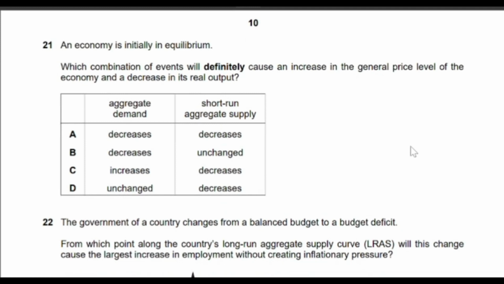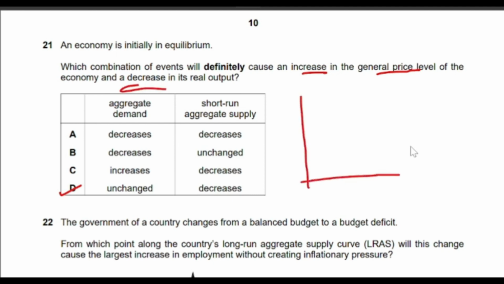An economy is initially in equilibrium. Which combination of events will definitely cause an increase in the general price level of the economy and decrease in real output? So for question number 21, correct answer is D. Aggregate demand should remain unchanged and aggregate supply should decrease. Then definitely price level in the economy will rise and output will fall.